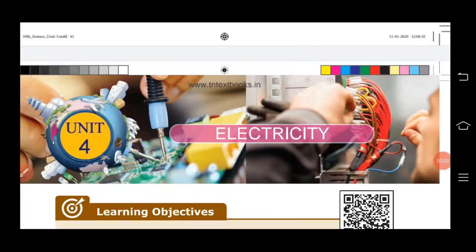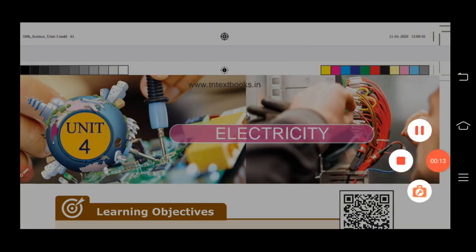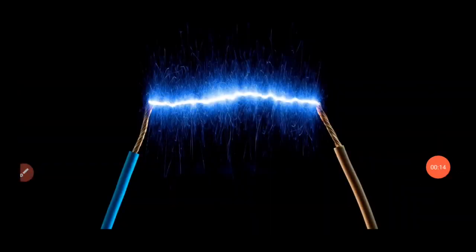Good morning, students. In our online class today, we are going to learn our Unit 4 interesting topic: electricity. Students, you have already learned about electricity in your lower classes. So, the usage of electric current in our daily life is very important because we can't imagine our life without electricity.